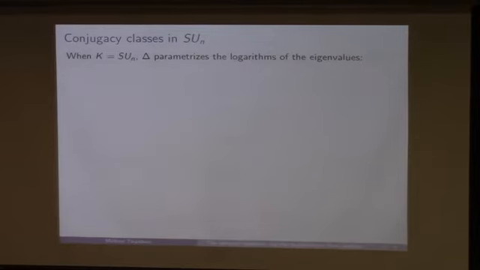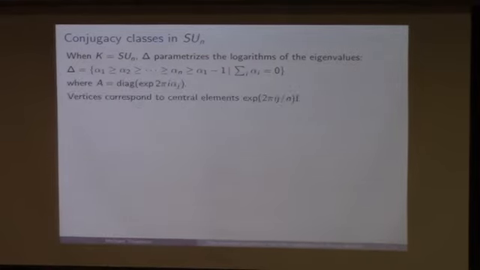Just in the case of SUN, it might be good to spell out exactly what's going on. What the simplex is really parametrizing is the logarithms of the eigenvalues. I take the logarithms of the eigenvalues of a unitary matrix. I divide by 2 pi i, so the real numbers. I arrange them in decreasing order, and I can always arrange that they lie in an interval of unit length, and that the sum of the logarithms is 0. I can arrange that if K is in SUN. And so that's my simplex.